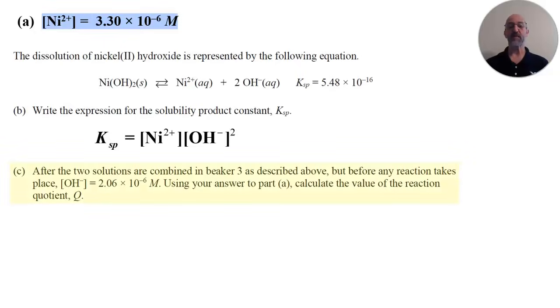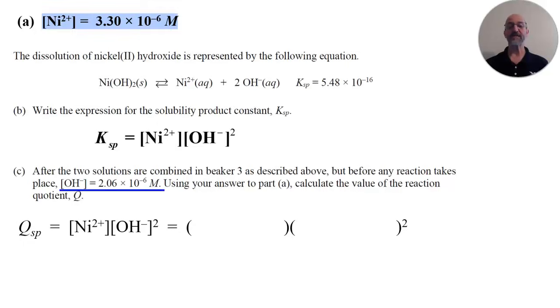So here's part C. After the two solutions are combined in beaker 3 as described above, but before any reaction takes place, the concentration of the hydroxide ion in beaker 3 is 2.06 times 10 to the negative 6 moles per liter. Using your answer to part A, calculate the value of the reaction quotient Q. So I'm going to put in 2.06 times 10 to the negative 6 moles per liter for the concentration of hydroxide, and that is squared based on our answer to part B. And then what do I do for the concentration of nickel? Well, that was our answer to part A. So it's 3.30 times 10 to the negative 6 moles per liter.